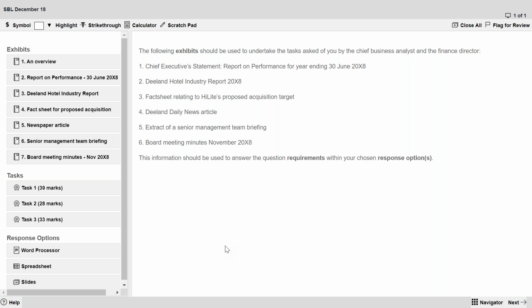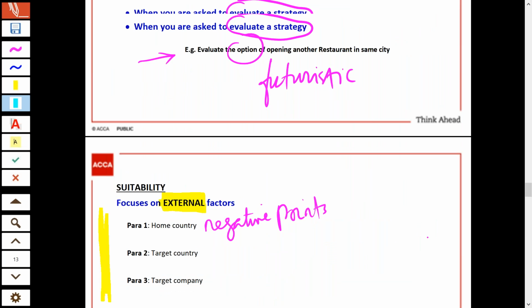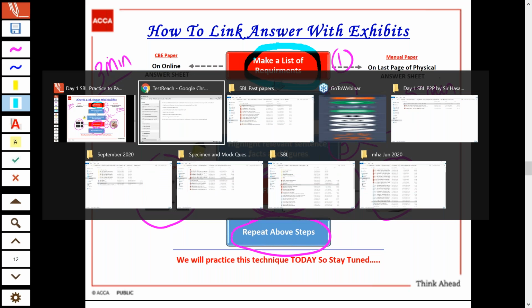we use it. So guys, do you remember the first thing I said? What is the technique of linking your answers? Let me go back. Yeah. So on this slide, you see the first thing done was make a list of requirements. That's the first thing. So both manual students and CB students, the moment you get your paper, after saying Bismillah, after praying to God, the second thing is you make a list of requirements. So let me show you how to make a list of requirements.